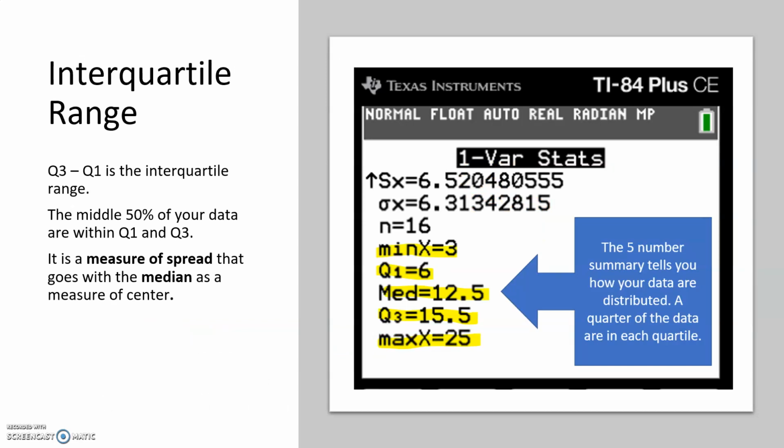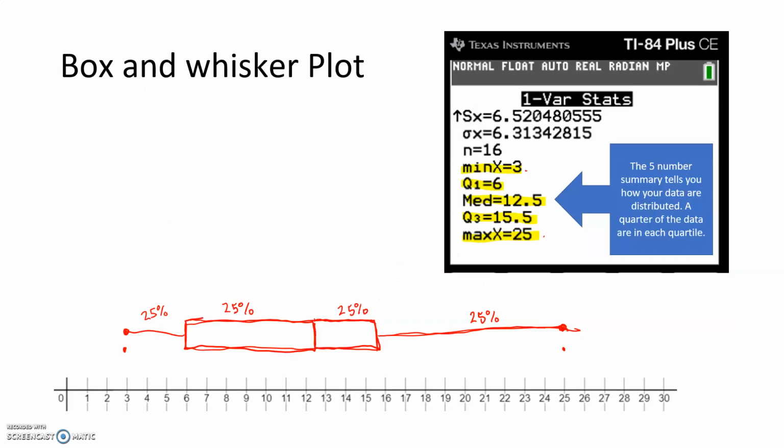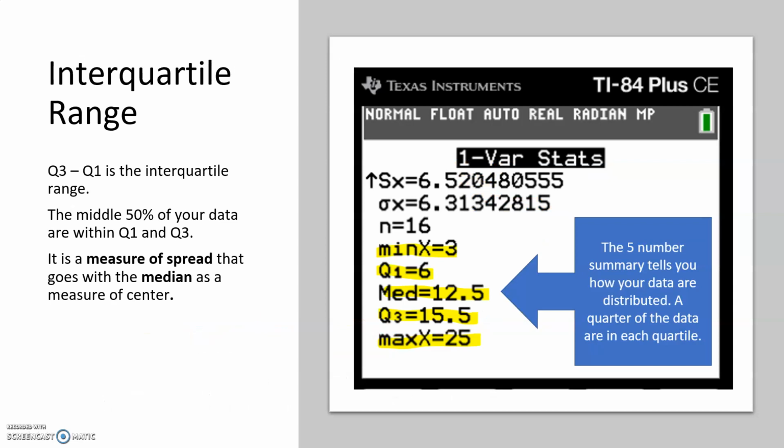There's a little bit of math you can do with your 5-number summary. If you subtract Q3 minus Q1, that tells you your interquartile range. The interquartile range is also the width of the box. It's how far apart is the middle 50% of your data. It's a measure of spread, and it goes with the median, which would be the measure of center. So it tells you how far spread out from that median your middle 50% of your data are.